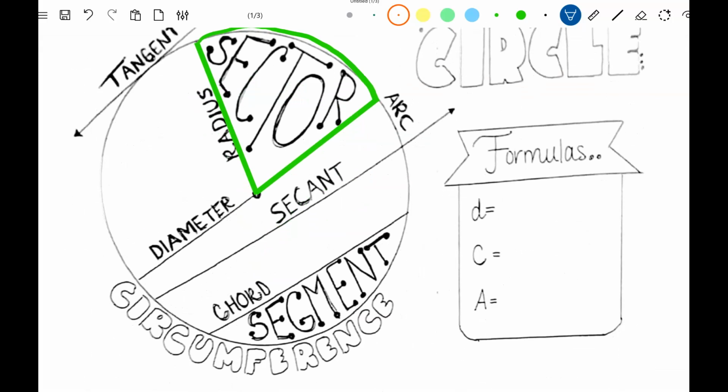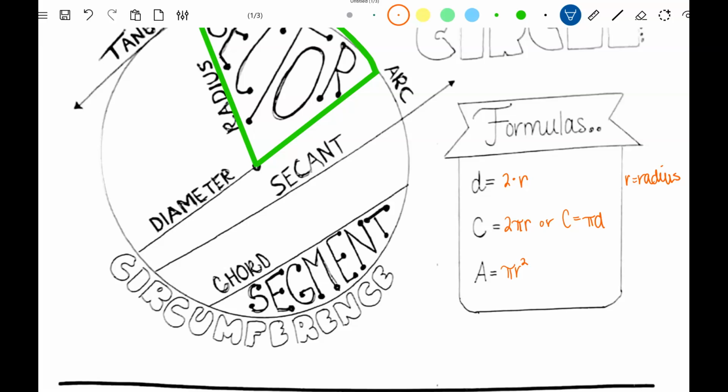Okay, some formulas. The diameter goes all the way across a circle. It's twice as big as a radius. The circumference is the distance around a circle, which kind of relates to the perimeter of a polygon. The way you figure circumference is 2 times pi times the radius, or you could do pi times the diameter. The area is pi r squared.